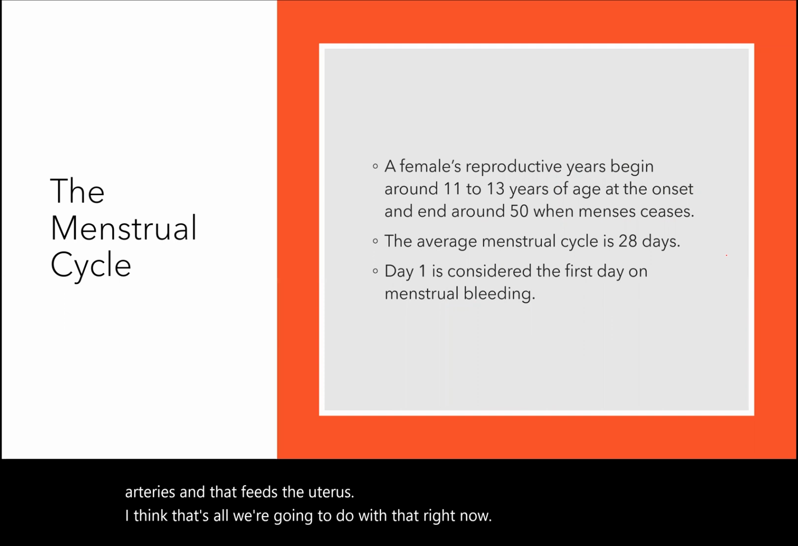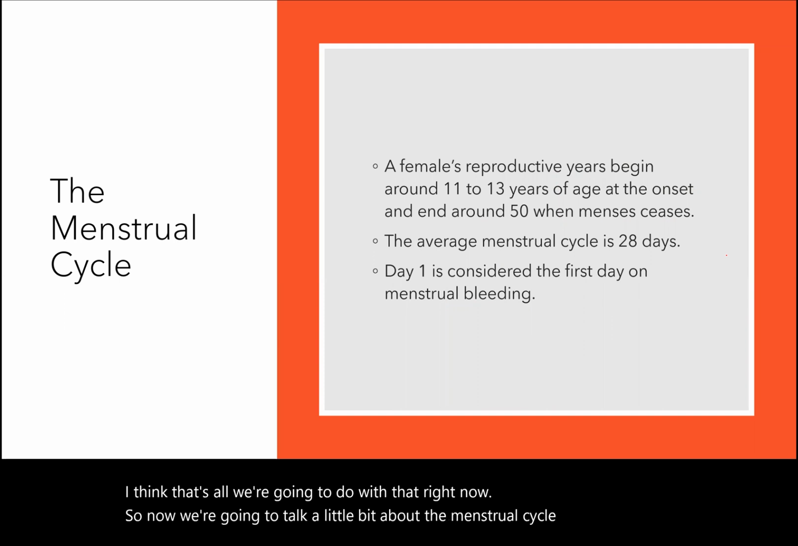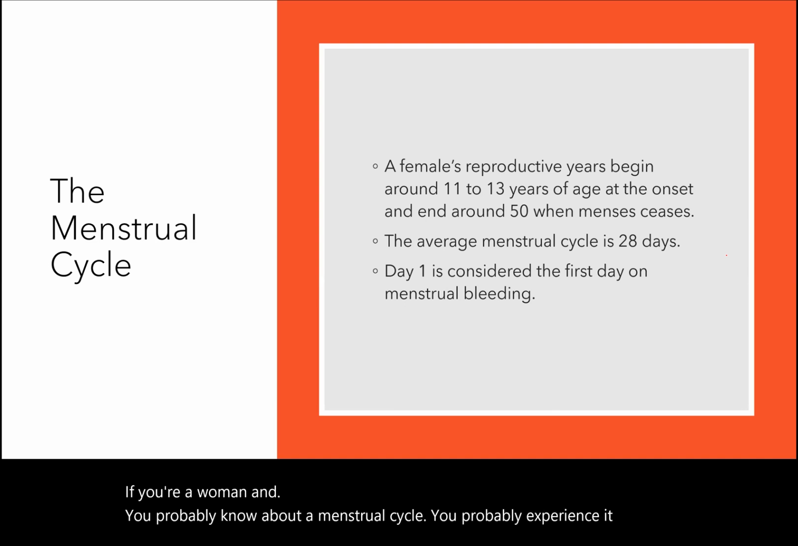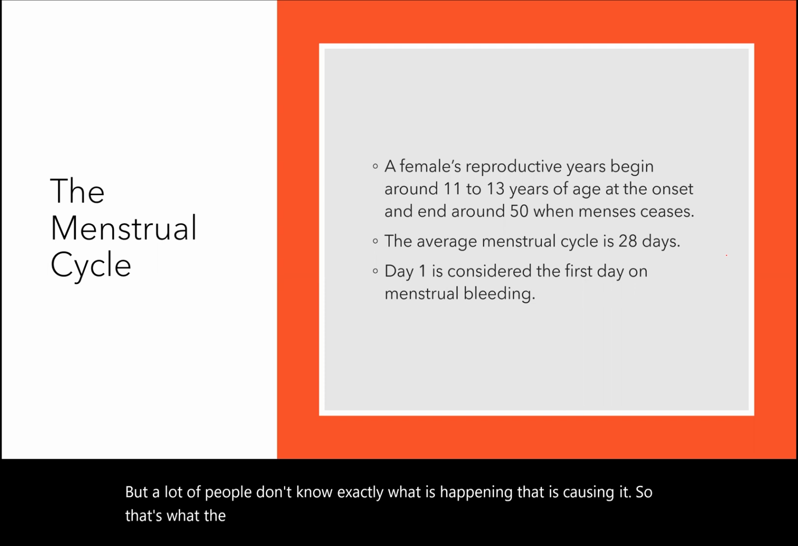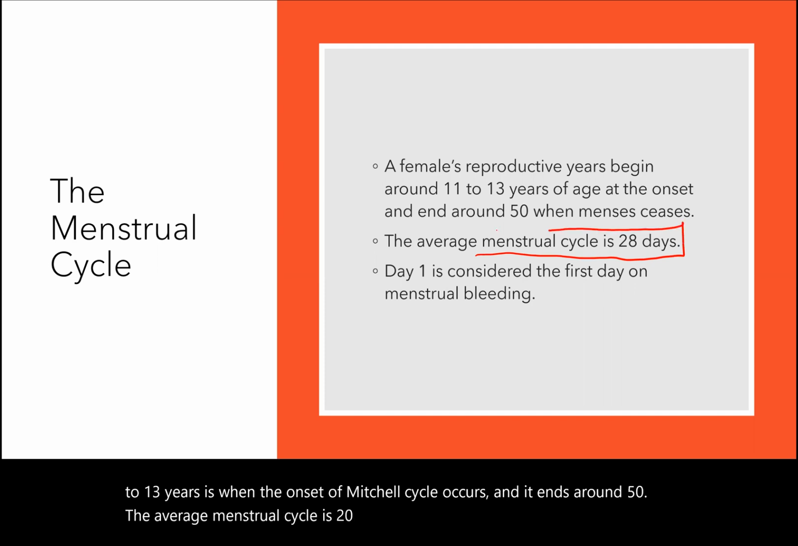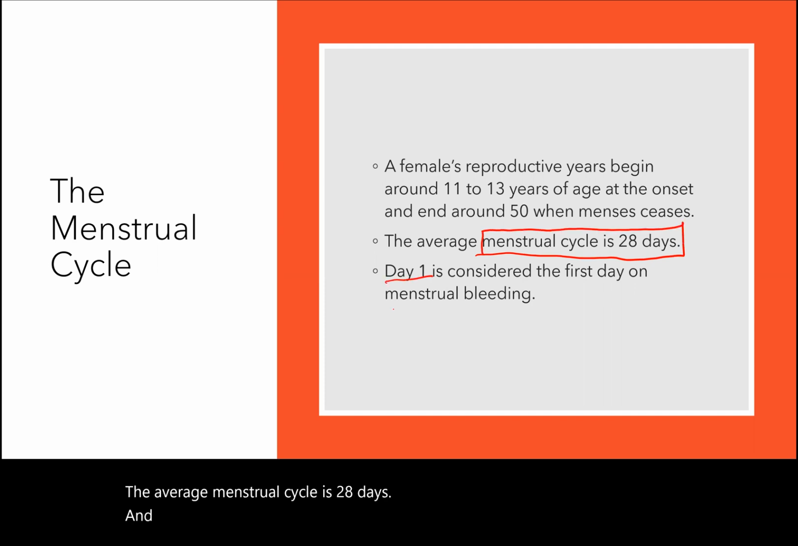All right, so now we're going to talk a little bit about the menstrual cycle. If you're a woman, you probably know about a menstrual cycle, you probably experience it every month, but a lot of people don't know exactly what is happening that is causing it. So that's the physiology that we're going to learn about. So usually around 11 to 13 years is when the onset of menstrual cycle occurs, and it ends around 50. The average menstrual cycle is 28 days. And day 1 is considered the first day of menstrual bleeding. So that's where you count.